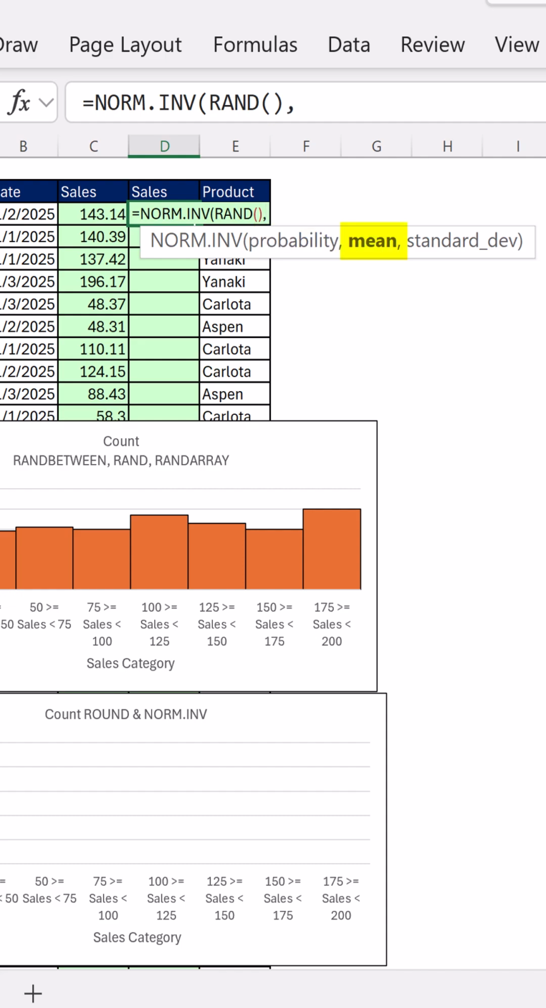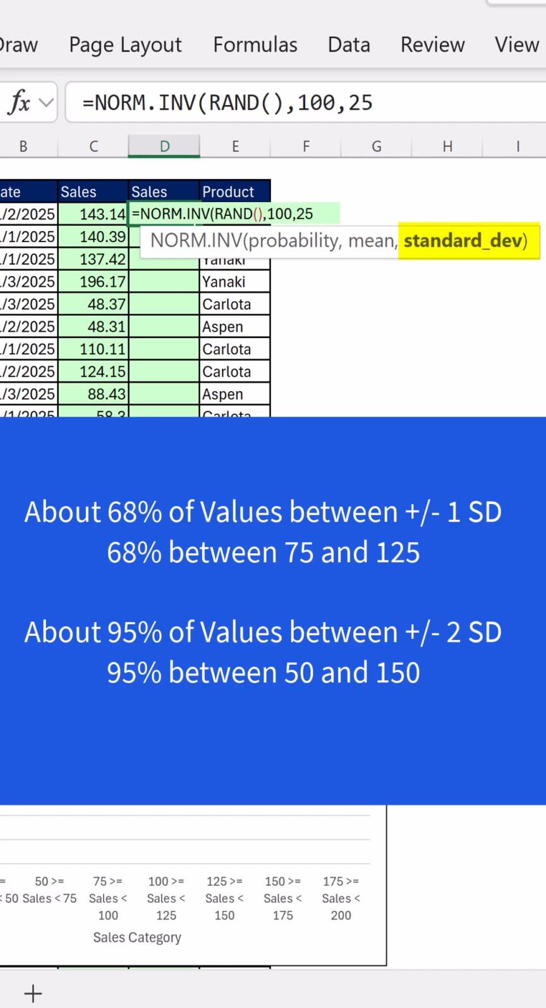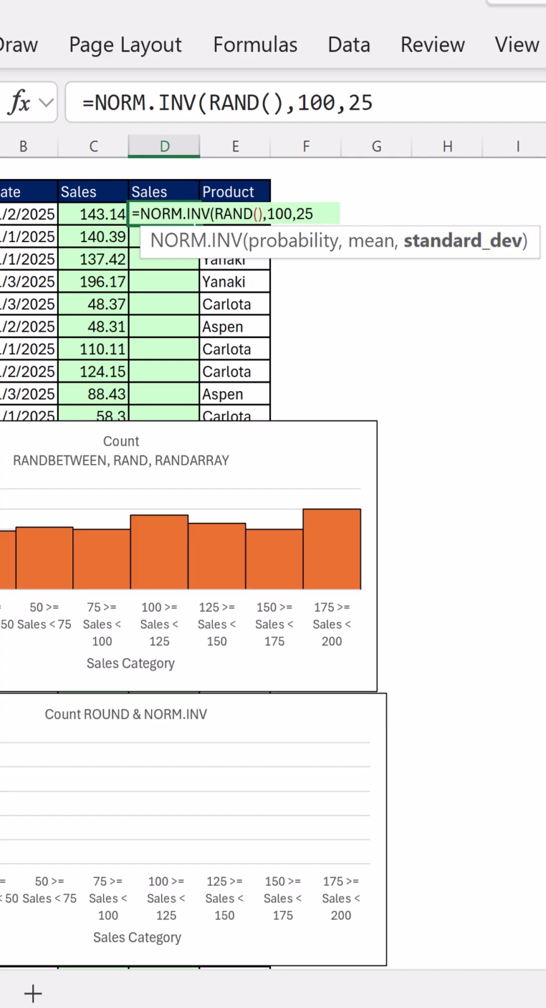But when we say, hey, the mean is 100 and the standard deviation is 25, that means 68% of the values will be between 1 and minus 1 standard deviation, so between 75 and 125. Actually, 95% of the values will be generated between 150 and 50. So most of the values are going to be distributed in the middle.